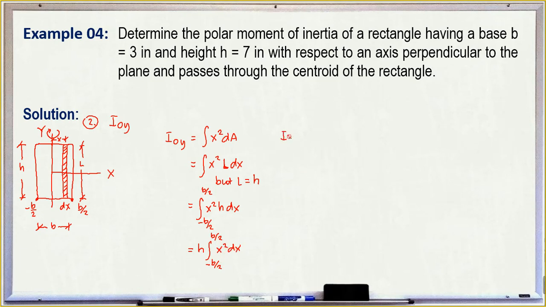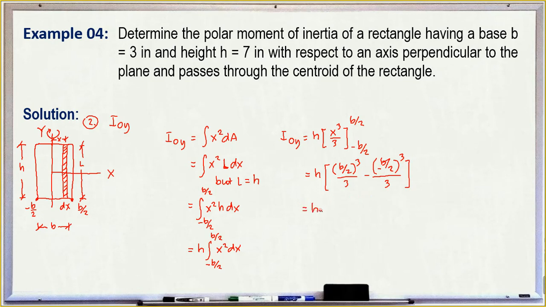So, proceed. I_y is equal to h times x cubed all over 3 evaluated from negative b over 2 to positive b over 2. Now, you must simplify. So, we have h times b over 2 cubed all over 3 minus negative b over 2 cubed all over 3. I forgot to put the negative here.